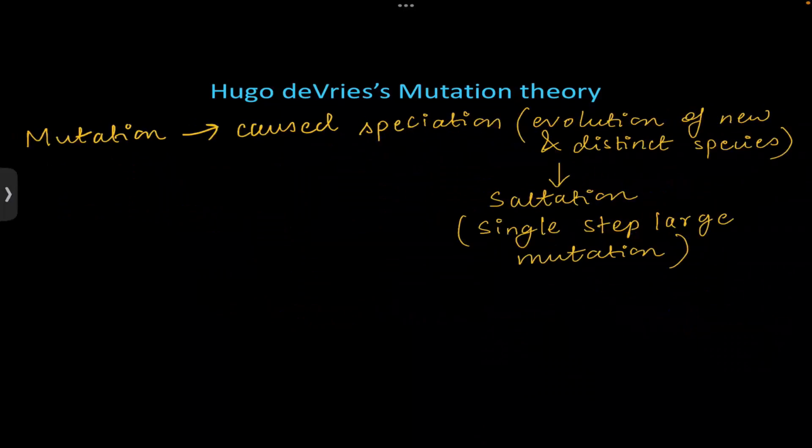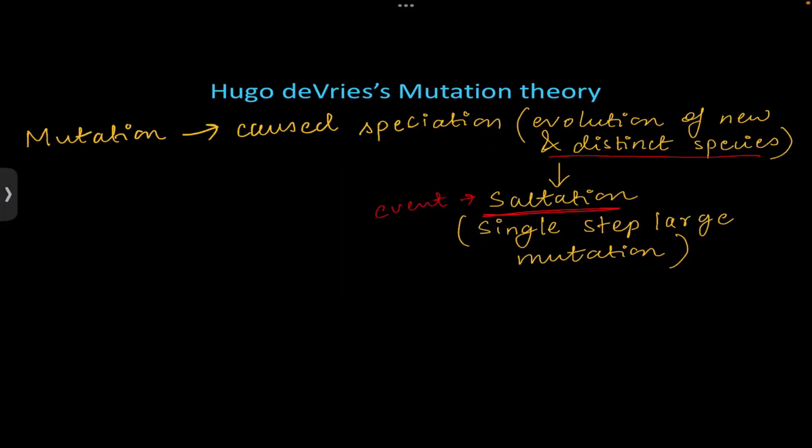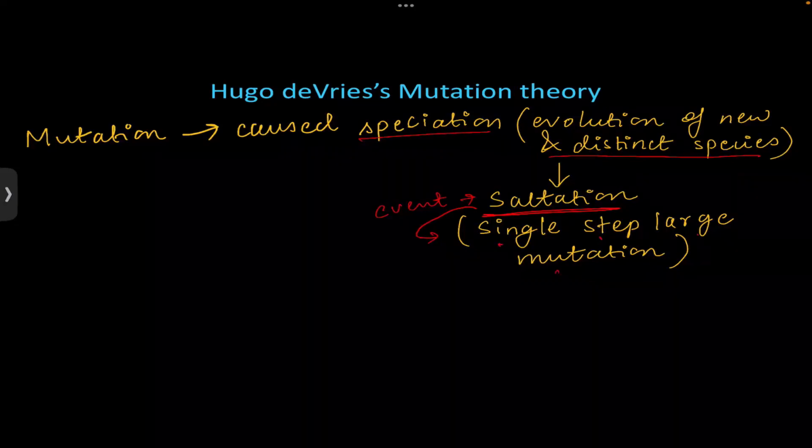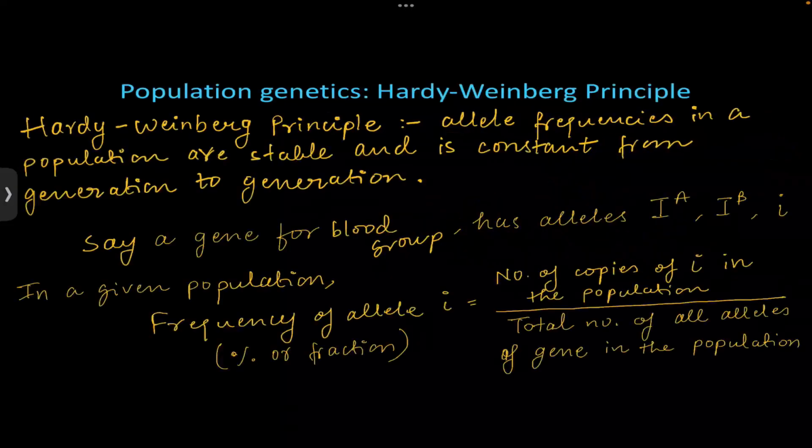Lastly, when mutation results in the evolution of a completely new species with distinct characteristics, this event is called a saltation event. The evolution of a new species is called speciation. Saltation is also called single step large mutation, because in one step a new species has evolved. So this was all about mutation theory.